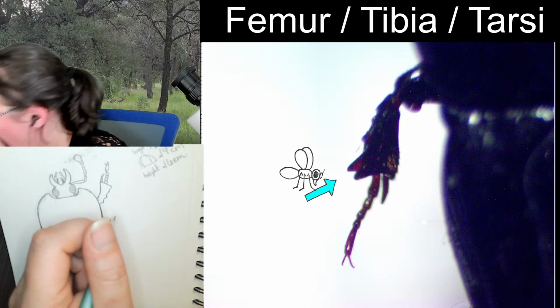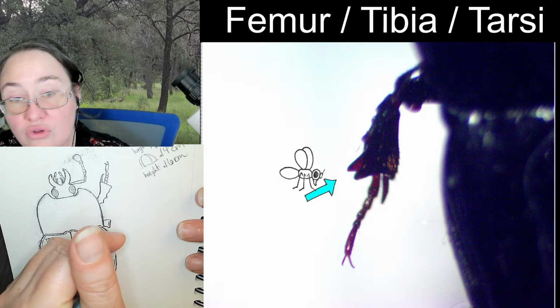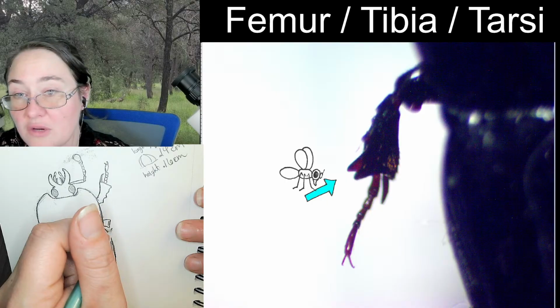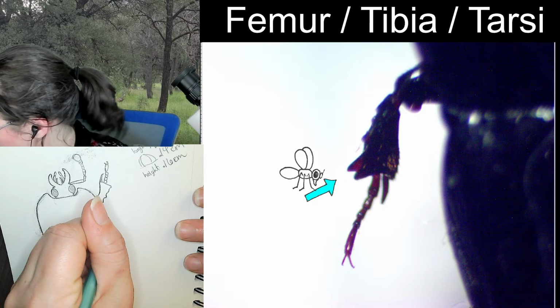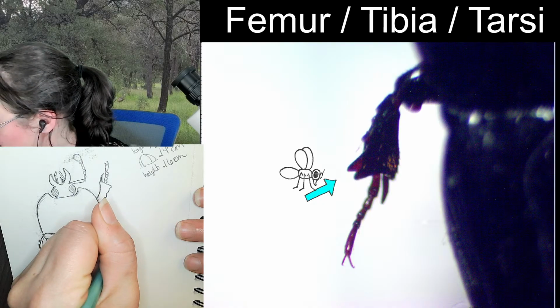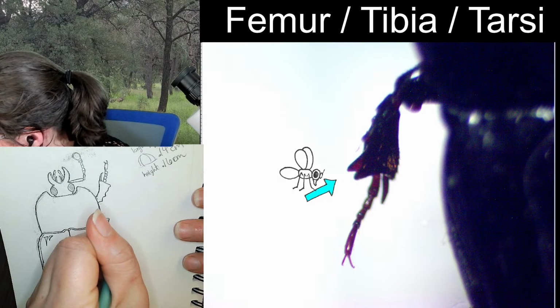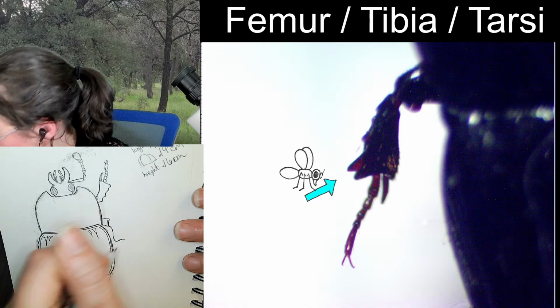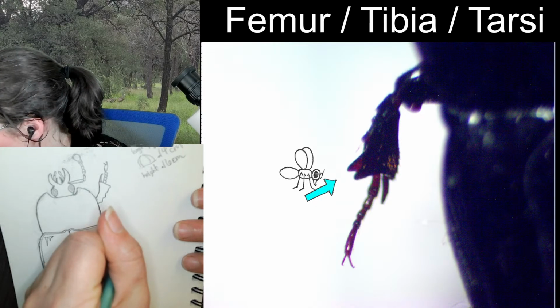I'm going to draw the inside of the tibia first because that's a little bit smoother. Seems to be a little bit easier possibly. So we're just going to kind of come away from the femur and then down, and then across for those spines. And I am going to add both of them.